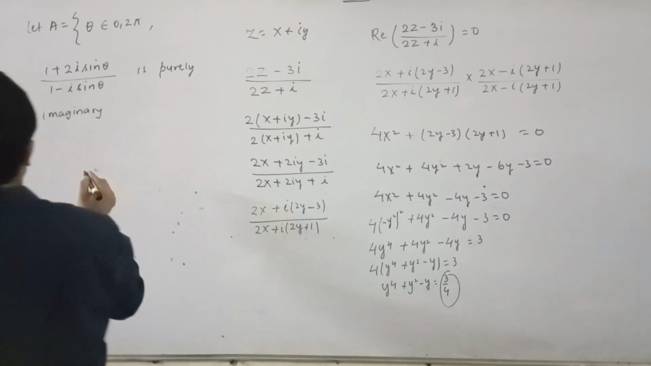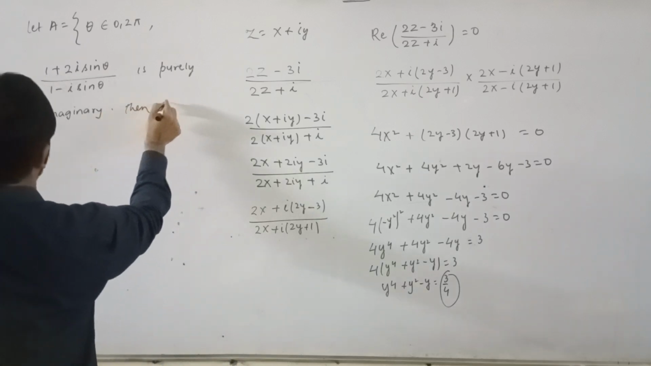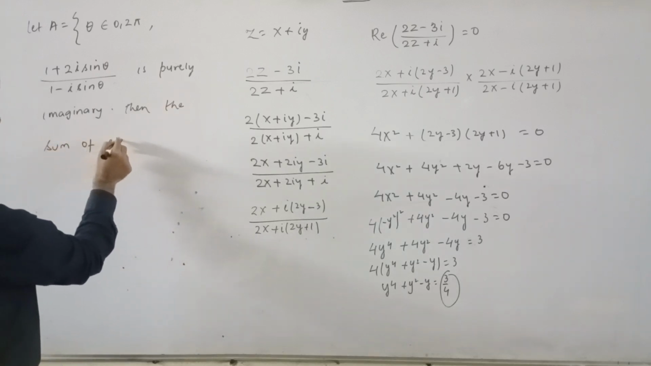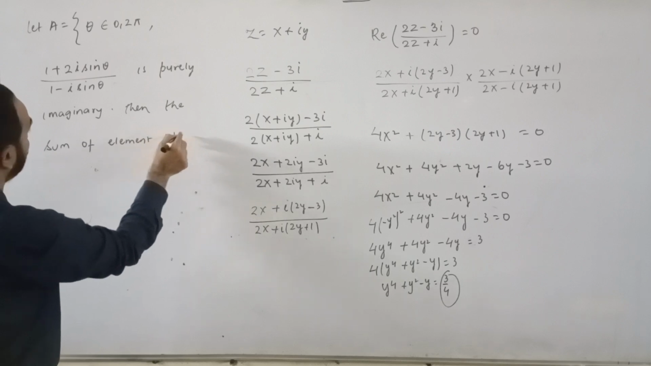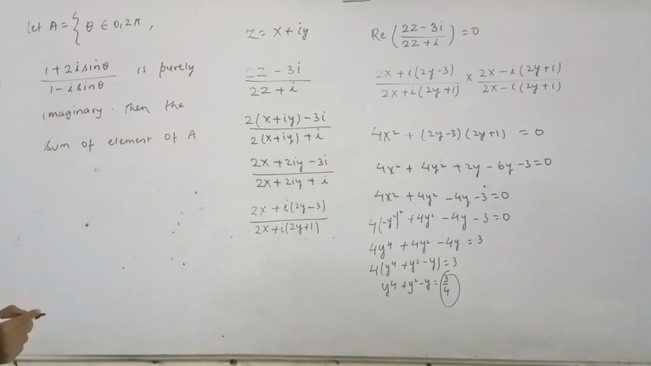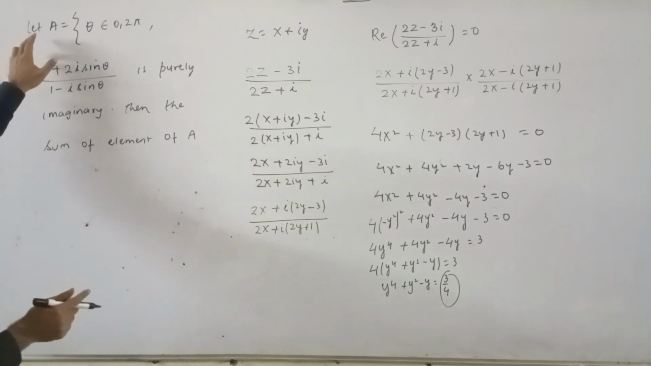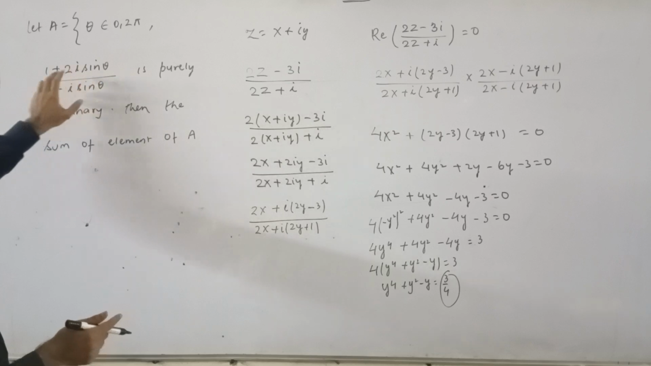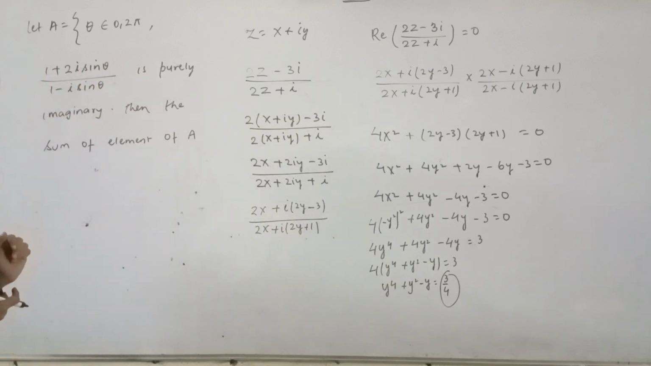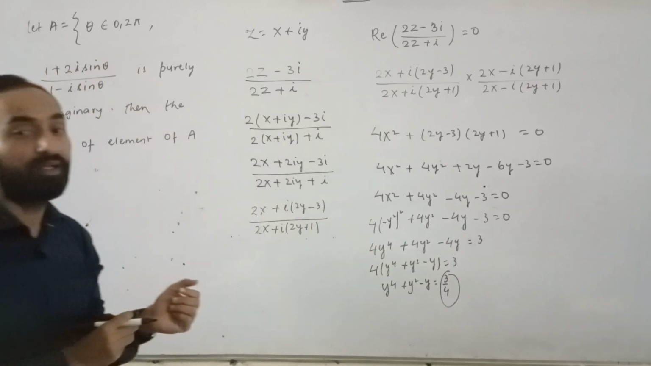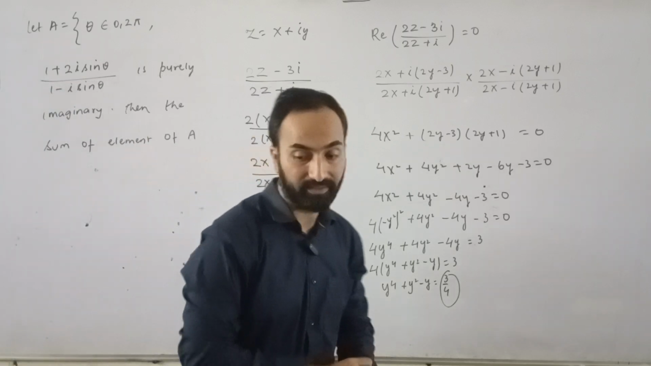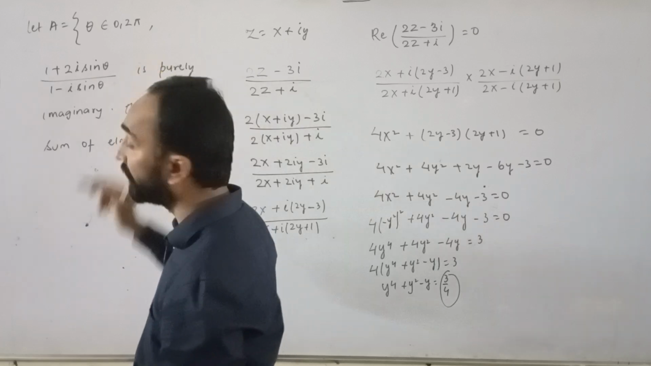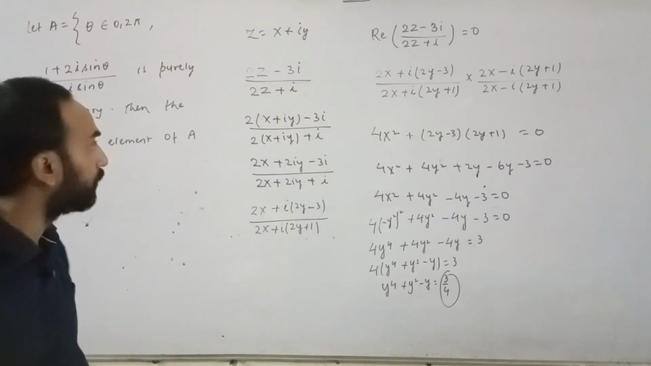Then the sum of the element of A, we have to find. Okay, so the question says let A is equal to, and this set is actually theta belongs to 0 to 2 pi, and it is given in the numerator 1 plus 2i sin theta divided by 1 minus i sin theta, correct? Then it is purely imaginary, again it is given purely imaginary part. So let's see how we will solve.